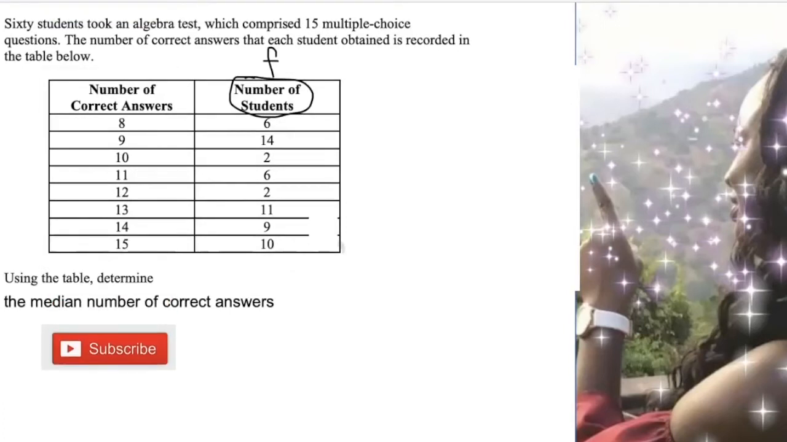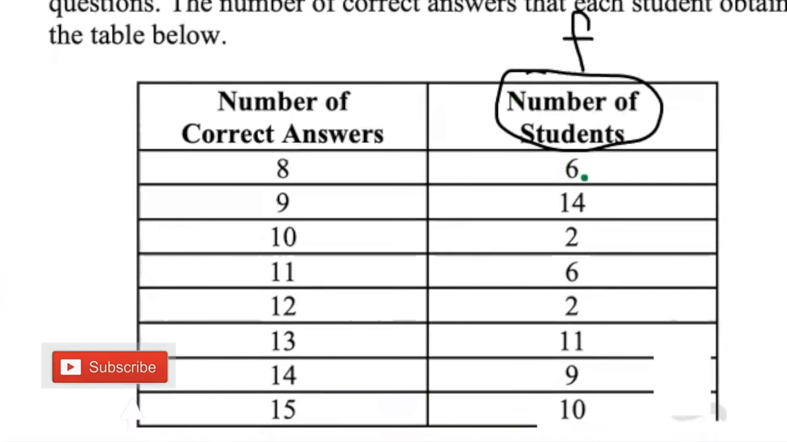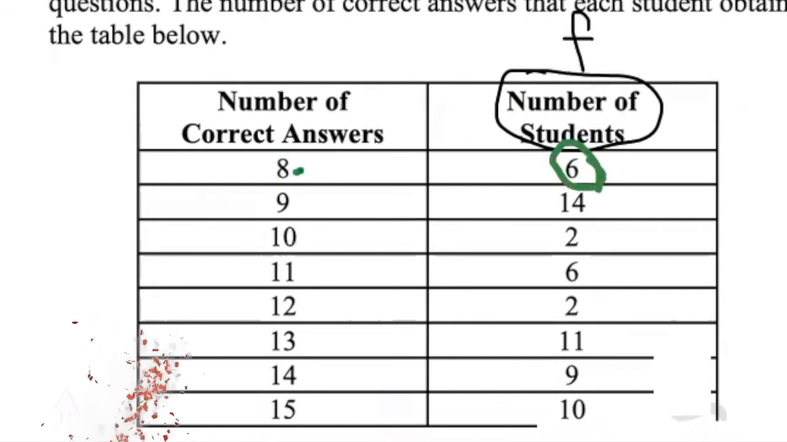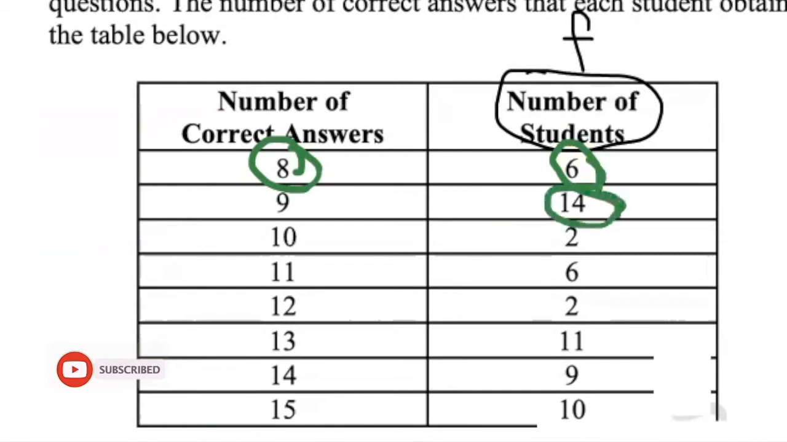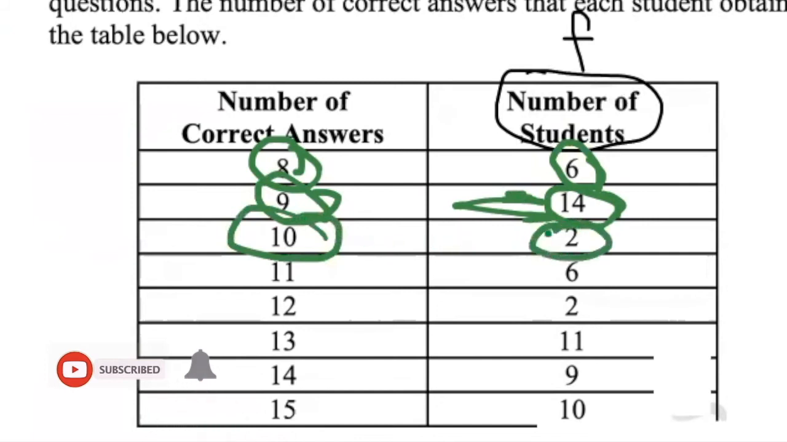The frequency is saying we have 6 of these. So 6 persons getting 8 out of 15. While this is saying that 14 persons got 9 out of 15. So this is the frequency, how often it occurs, 14 times. So the 10 represents how many they got correct, 10 out of 15, and how many persons got it? 2. So this occurred 2 times. So therefore, we say the frequency is 2.